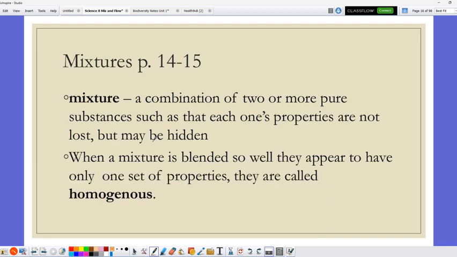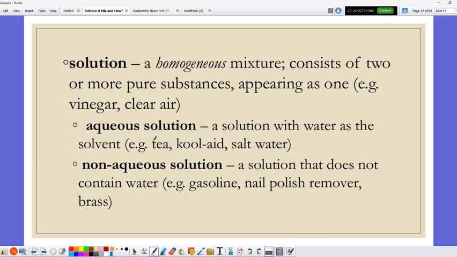Mixture is a combination of two or more pure substances, such that each one's properties are not lost but might be hidden. When a mixture is blended so well that it looks like one and it has one set of properties, we call that homogeneous, otherwise known as solution. Solution is a homogeneous mixture made of two or more pure substances, but it looks like one. So, for example, vinegar has the acid and water, and clean air has nitrogen and oxygen and carbon dioxide and hydrogen, helium, and other gases, but it looks like one.